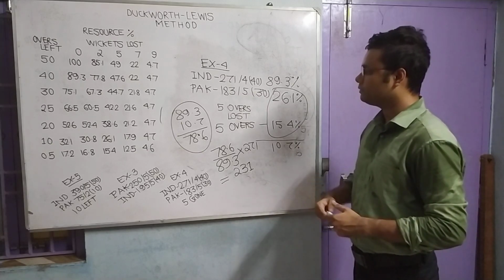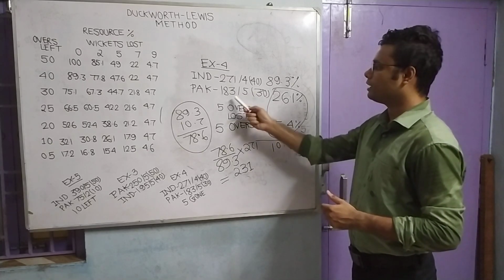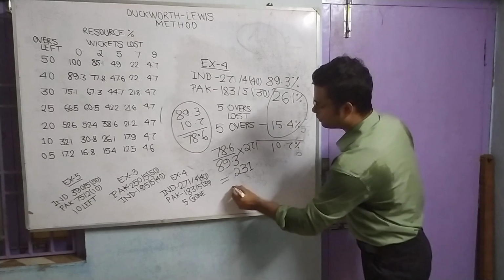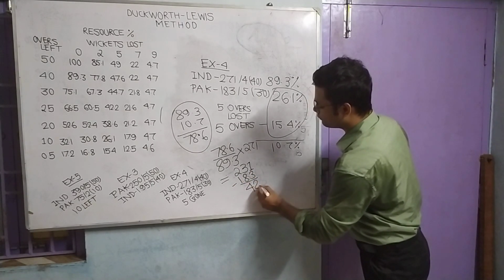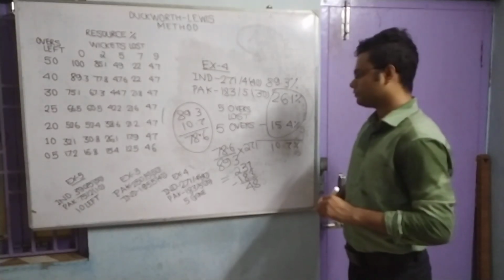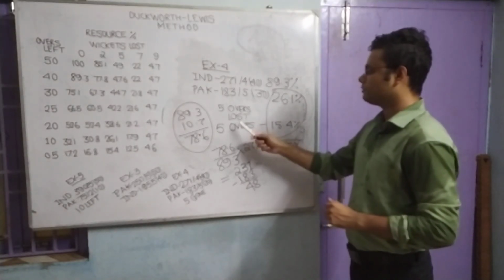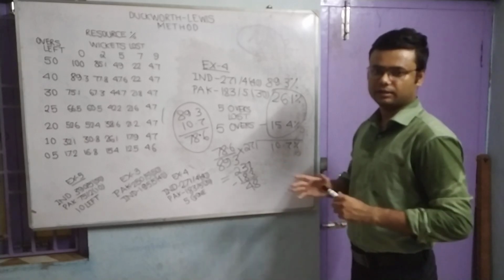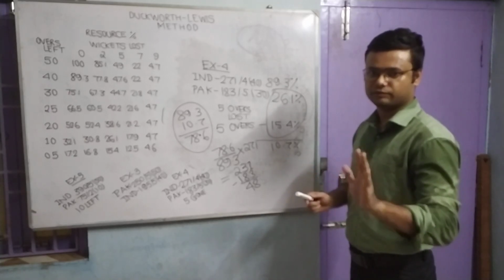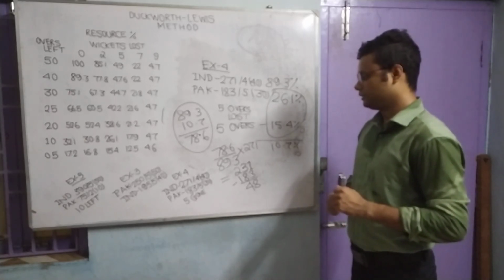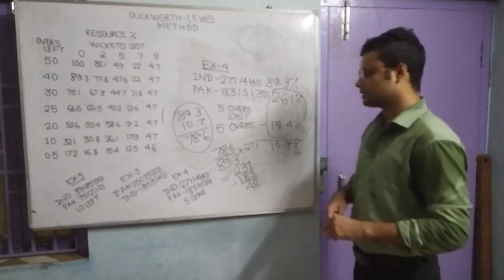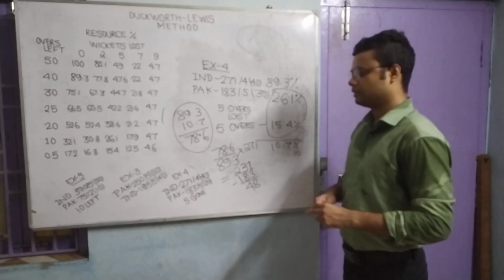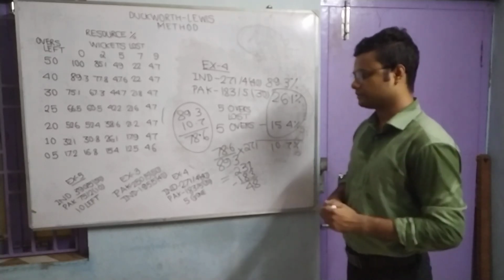So out of 231, they already scored 183. So they have to score 48 runs more in their 5 overs left. That will be their revised target, 5 overs, 48 runs. If they are able to do that, they will be declared as the winner. So this is how the Duckworth-Lewis method works.